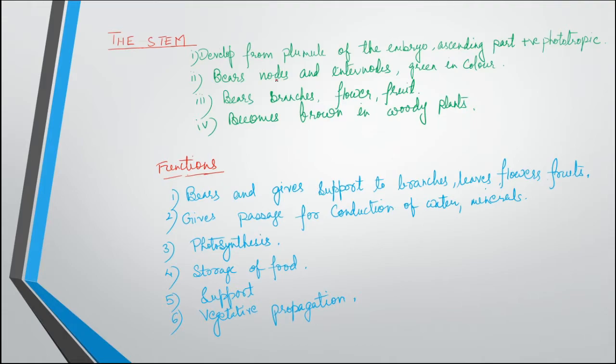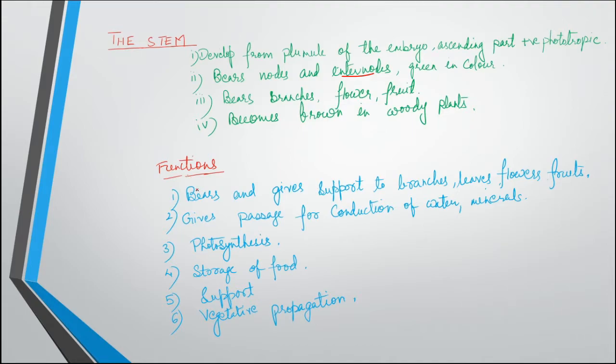The nodes are the places, and the interval between two nodes is known as the internode. Near the nodes, branches arise and flowering occurs. So this is all about the stem. They also undergo some modifications that we will study.